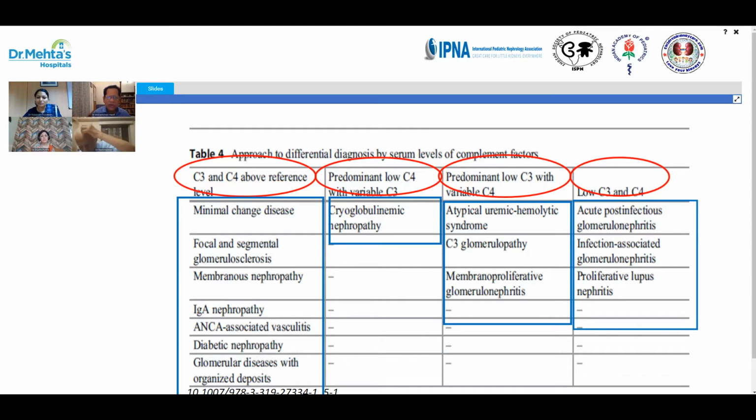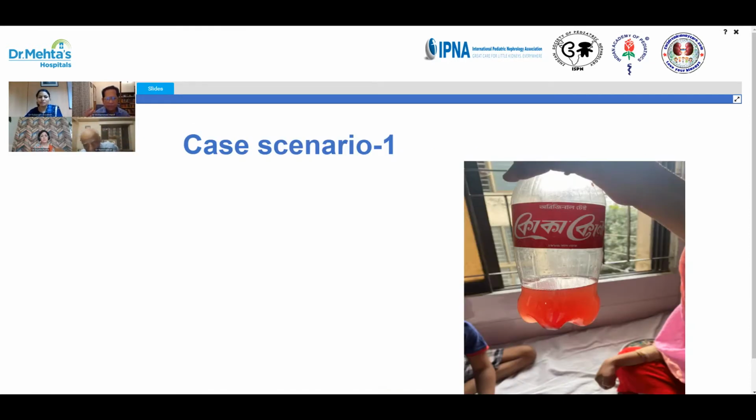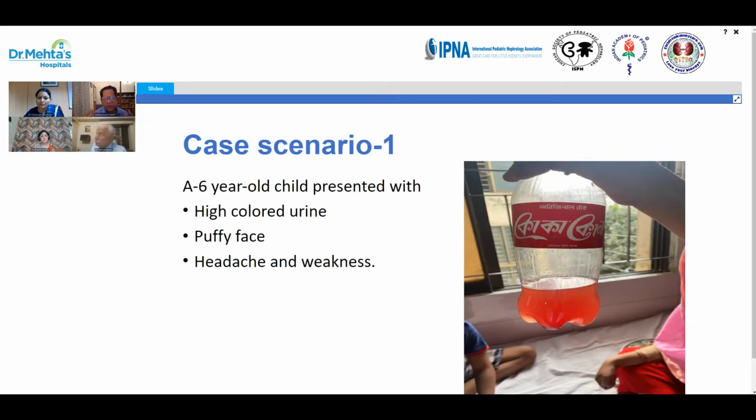So I'll discuss some case scenarios. This is the scenario typically parents come with. In the first one, a 6-year-old child presented with high-colored urine, puffy face, headache, and weakness. Actually, most of the time the mother comes with a Coke bottle containing the urine. They say, my son or daughter is having urine like this. So that is how we initially present, and most of these cases are because of post-streptococcal glomerulonephritis.